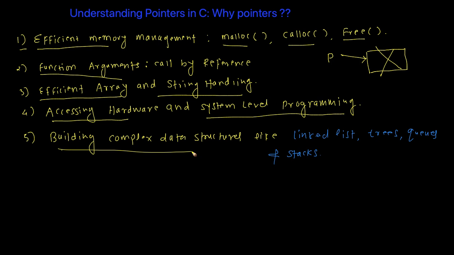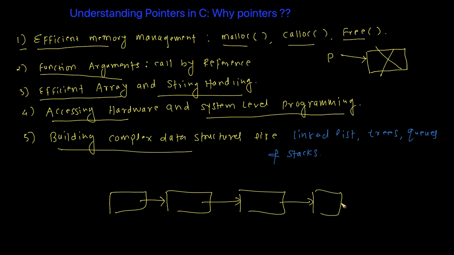Then, building complex data structures like linked lists, trees, and queues. We are going to discuss linked lists in later videos, but for now, a linked list looks like this. These are called nodes of the linked list. These nodes are nothing but memory locations, and these memory locations are dynamically created. To create dynamic memory nodes, pointers help us, as we have seen in the first usage, efficient memory management.